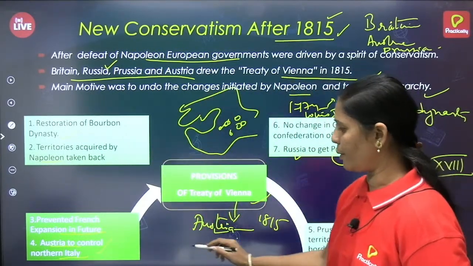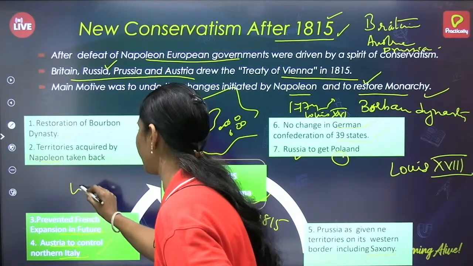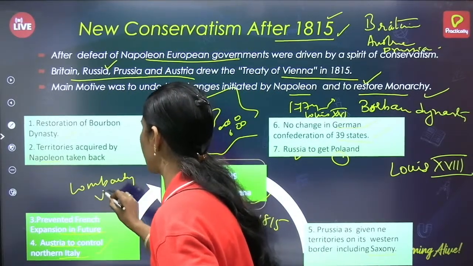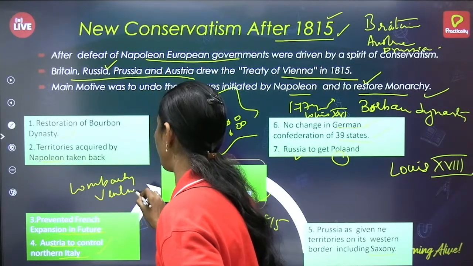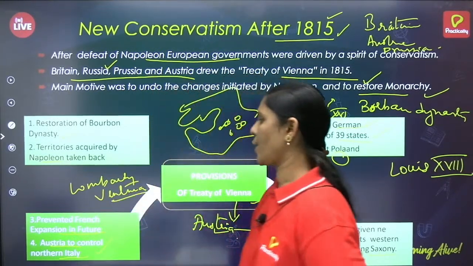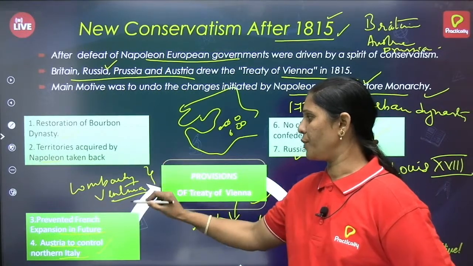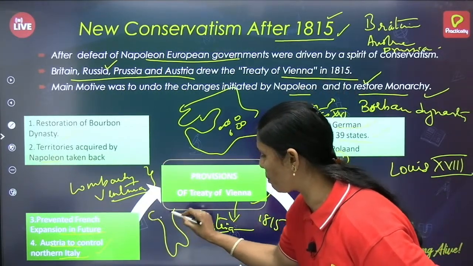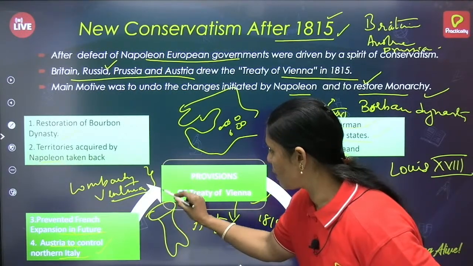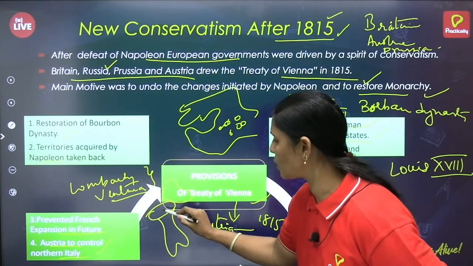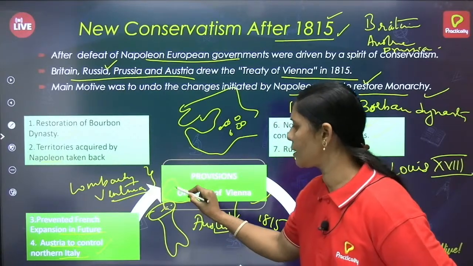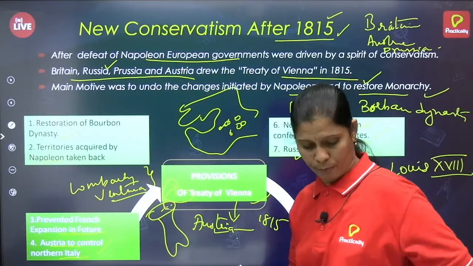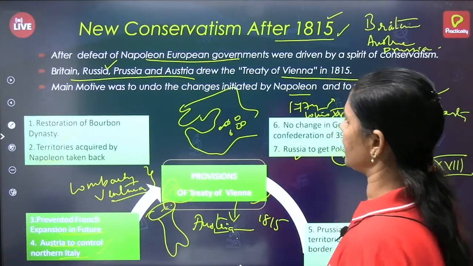Further on you need to remember this: Lombardy and Venetia. Today we call Venetia the Venice city. These two places are at the top of Italy, and Austria is just aside like this. So these two places were under Austrian control. Let us have a look in detail when we learn about Italian unification.